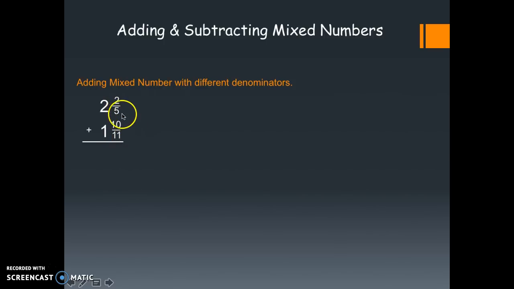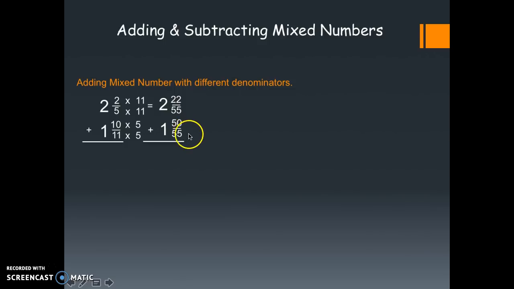Do these have anything in common? 5 times something doesn't give me 11. 11 divided by something doesn't give me 5. So I'm going to, today, multiply these denominators together. I'm going to do 5 times 11 and 2 times 11. And then the bottom ones I'm going to multiply both by 5. And that's going to give me my common denominator of 55 for both. So I end up with 22 on top, 55 on the bottom. 10 times 5 is 50. 11 times 5 is 55.